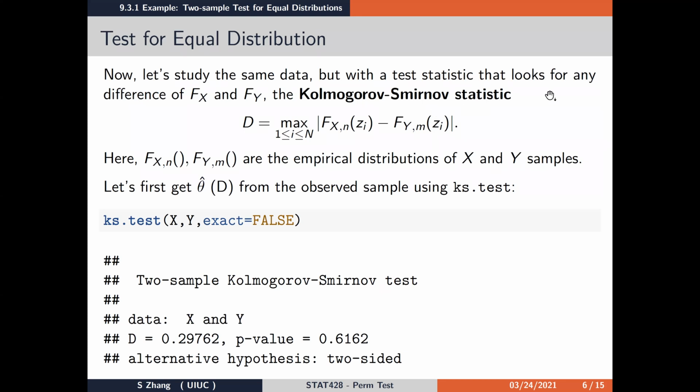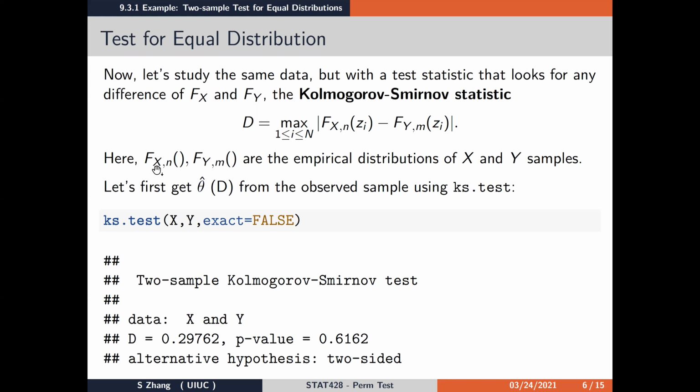We have briefly mentioned the Kolmogorov-Smirnov test, or the Kolmogorov-Smirnov distance between two distributions, when we talked about bootstrap. As I mentioned before, it's very useful for testing whether two distributions are equal. And that's what we're trying to do here. We're trying to see whether fx and fy are equal. The KS statistic is given by D, which is the maximum absolute difference between the two CDFs, empirical CDFs, actually.